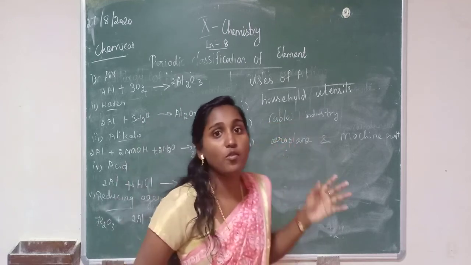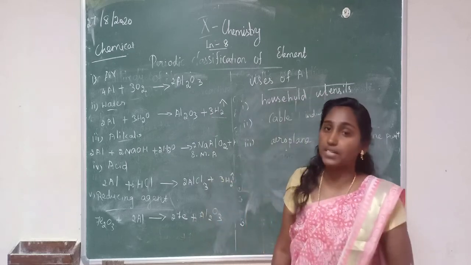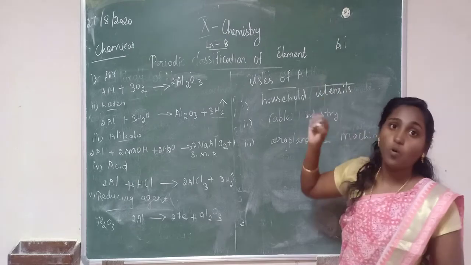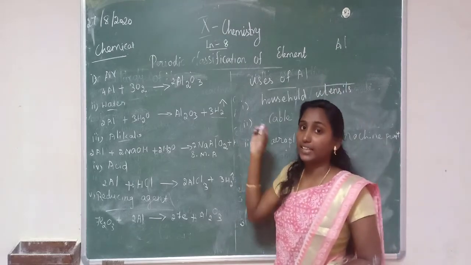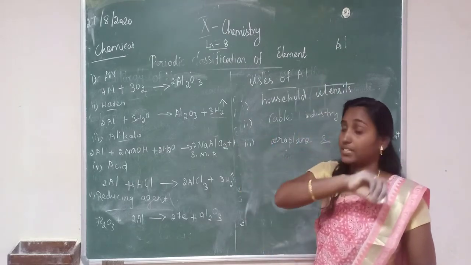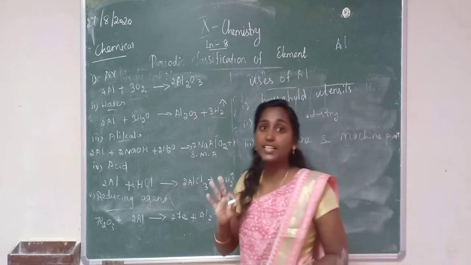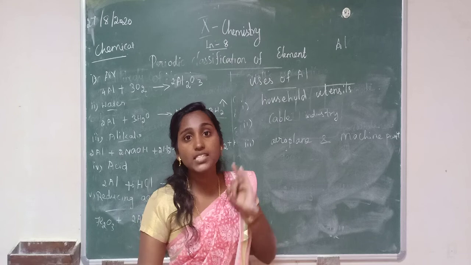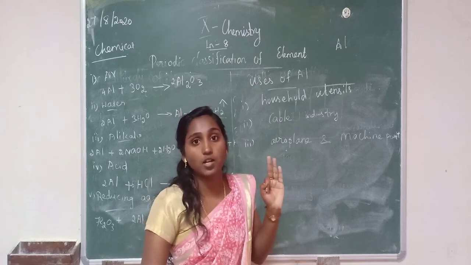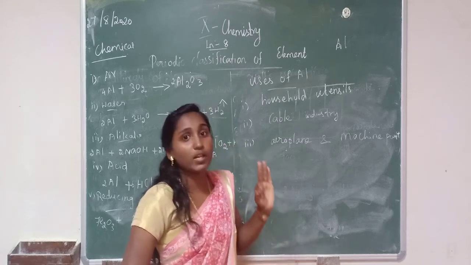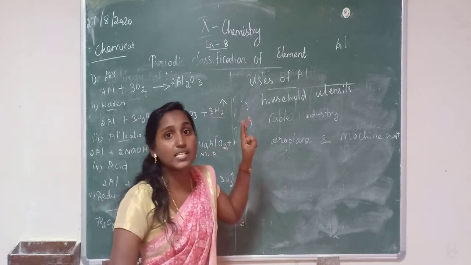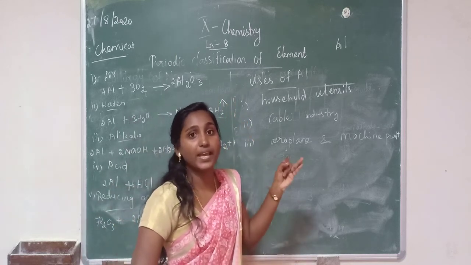So what is the colour of aluminium? Silvery white metal. Aluminium symbol is Al. Aluminium is the most abundant metal in the earth's crust. It is a reactive metal, and three ores we studied in this aluminium. What are the ores? Bauxite, cryolite and corundum. Study the formula also, okay? Then we studied two processes. What are the processes? Hall's process and Bayer's process.